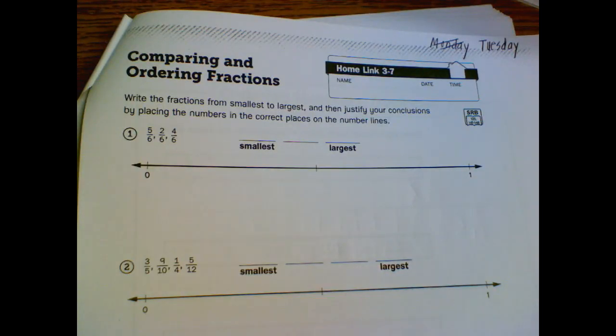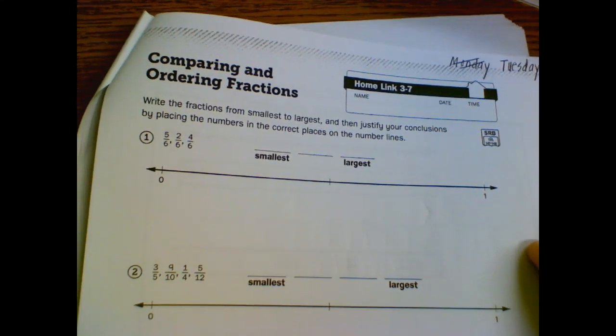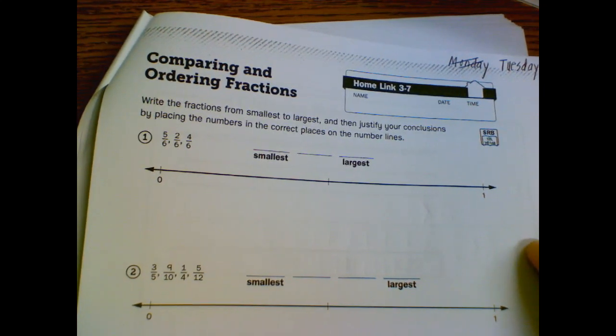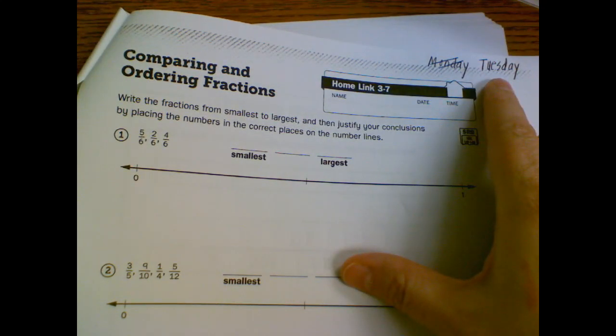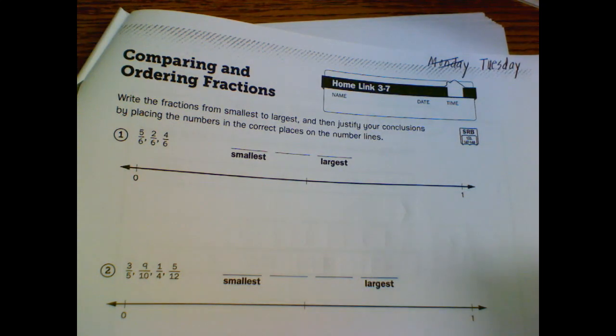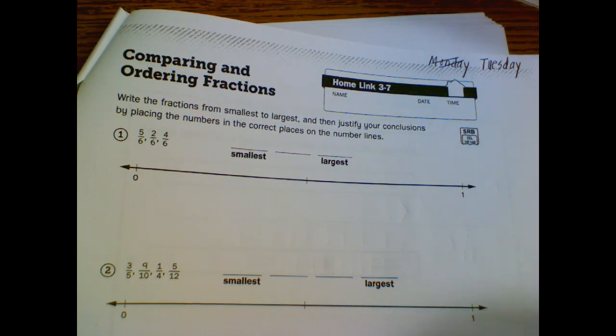So you will remember yesterday in your math packet, I asked you to change this home link. You can see I crossed out Monday, and I'm asking you to make it a Tuesday. All right, so this will be our first assignment this morning, and you need to make sure that you read the directions carefully because the directions are asking you to actually do two steps.